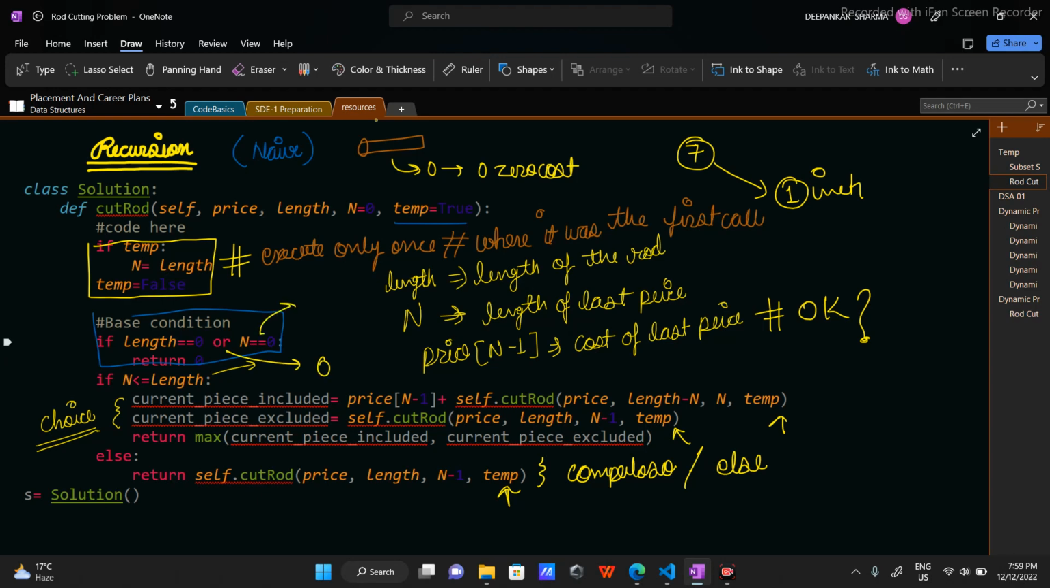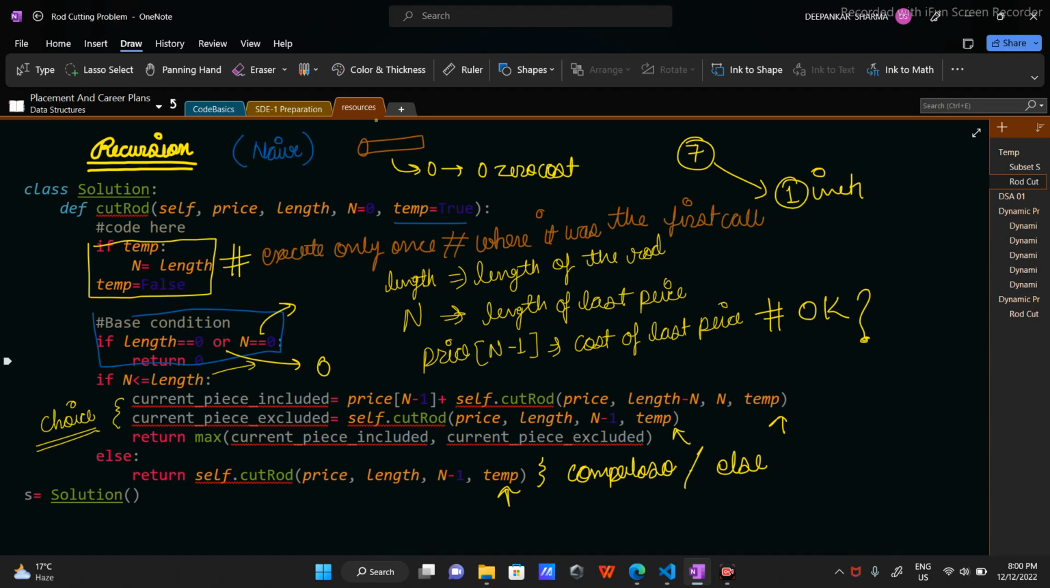But if the length of the last piece is 0, it means I have reached a position in the array where I am left with the last piece of the rod. It's technically a similar way of saying the same thing, but we need to have it. So if I am having this, am I going to get some money? No, right?